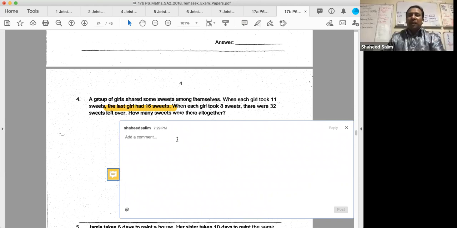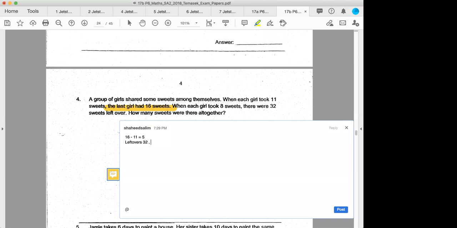So first of all, we must find the leftovers. If every child gets, see the second one, they tell you the leftovers. 32 leftovers is here. This is very clear. But there's another leftover here. They said the last girl gets 16. That's not leftover because every girl gets 11. The last one gets 16, so the leftover is 16 minus 11. It's 5 leftovers. They're trying to keep you even in this part of the question. Quite cruel. So one of the leftovers is 5, the other one is 32.